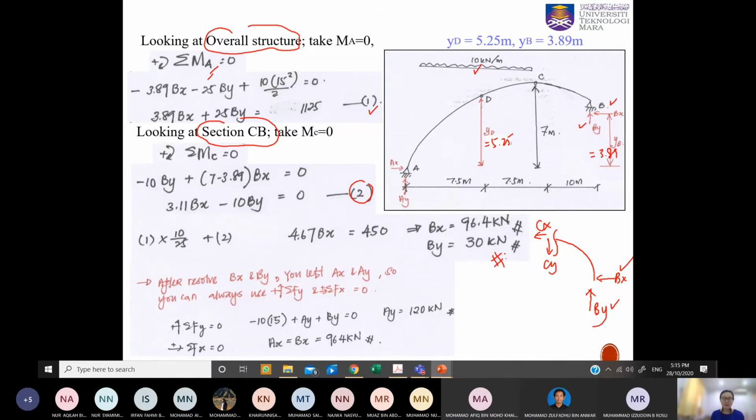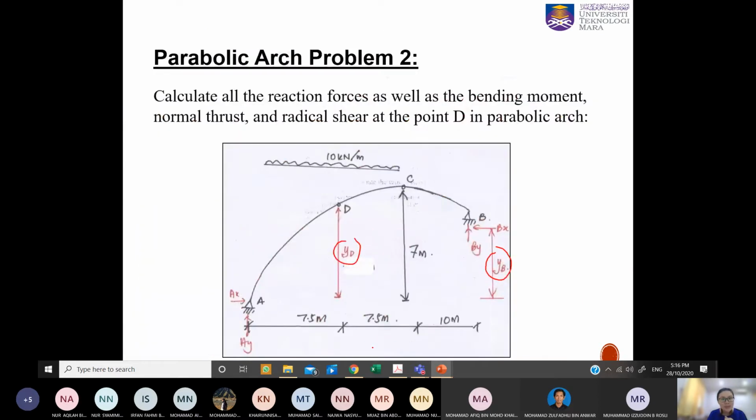Okay. So now you already solved for the Bx and also By. What you can do next is to solve for the remaining support reactions, AX and AY. You can use the summation Fy equal to 0 now, and summation Fx equal to 0, to solve for the AY and AX. Okay, I would like to move further because what is our problem here?